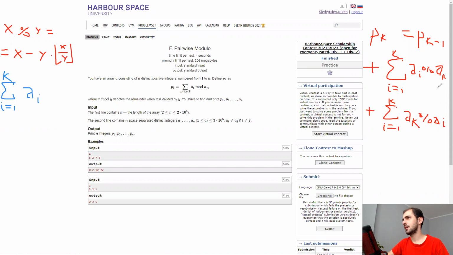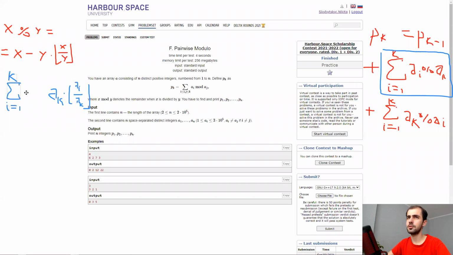So like this sum, let me box it in. This sum will be that minus what? Minus AK times AI over AK rounded down. You can take that out. That will be just prefix sum. Alright, so nothing smart here. Negative sign, also don't care that much about it. So what we actually care about is how to compute such an expression, right?